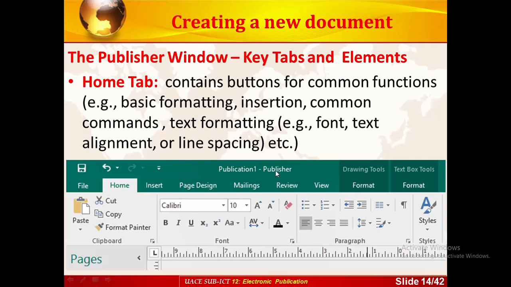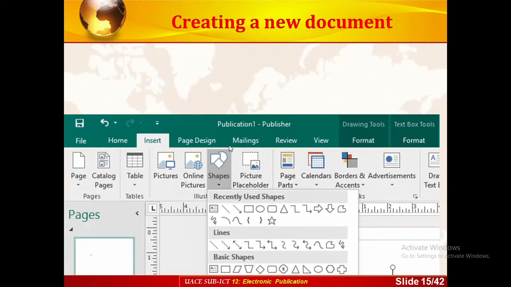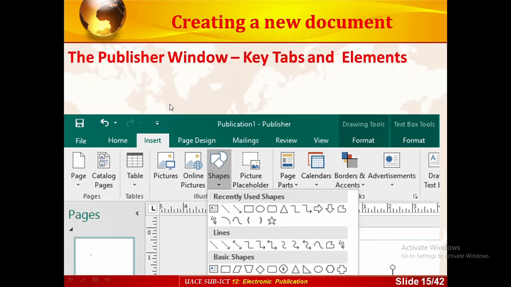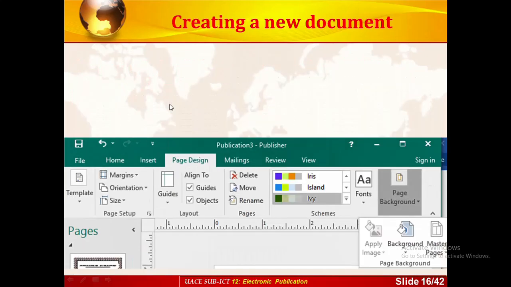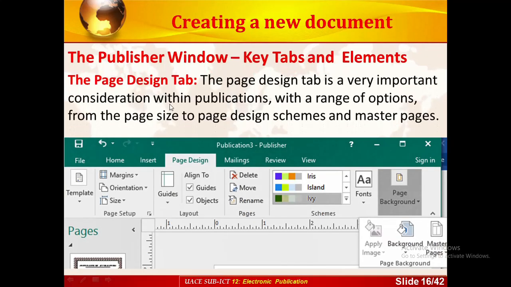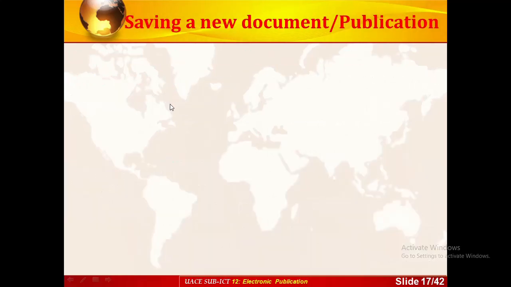It has different templates and what we call ribbons, whereby every application program has a ribbon which has groups, tabs, and maybe commands. Like the Home tab, Page Design, Mailings, Review, View, Format. All these are used in designing publications. Then when it comes to page design, you can redesign anything you want.